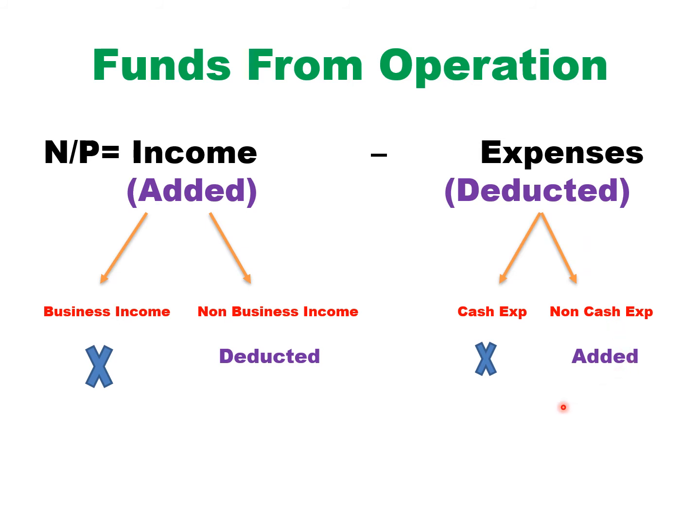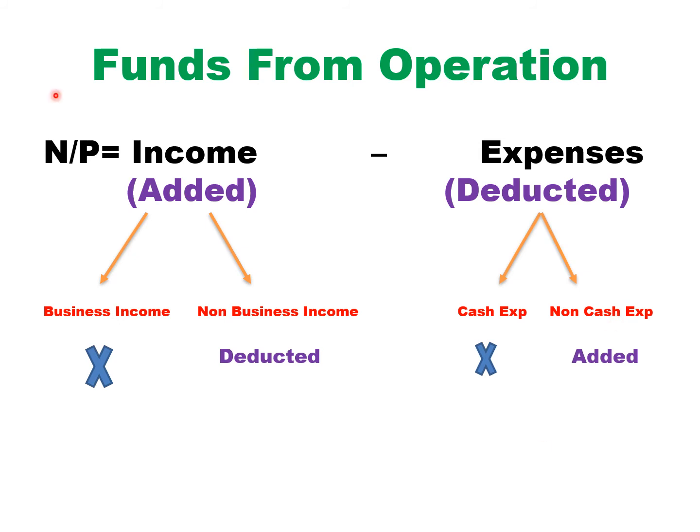So students, in the whole scenario, only two things you need to look into: non-business income and non-cash expense. Examples of non-cash expense are goodwill written off, depreciation, preliminary expenses written off, provision for tax. All these are expenses, but non-cash expenses, because cash is not affected.